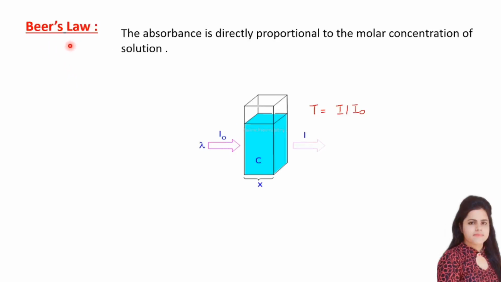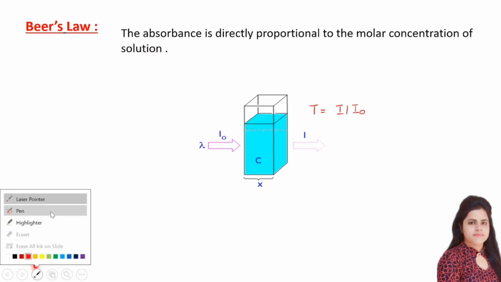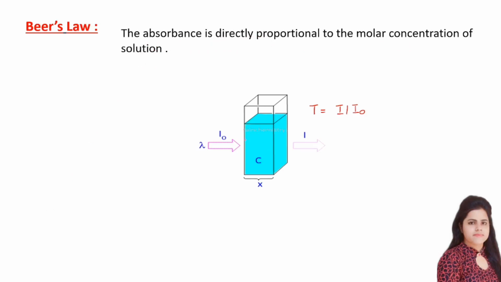So we'll start with Beer's law. It is saying that the absorbance is directly proportional to the molar concentration of the solution. So we have to understand what is absorbance, and what is the intensity of the incident light, and what is the intensity of the resultant light. All these things we first have to understand.